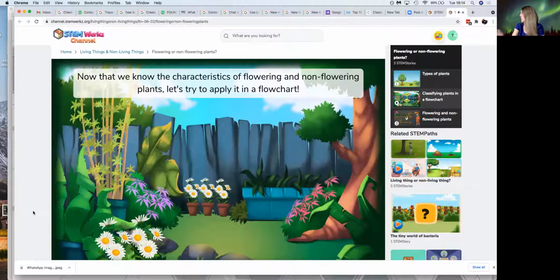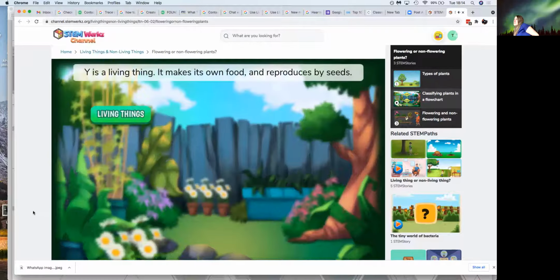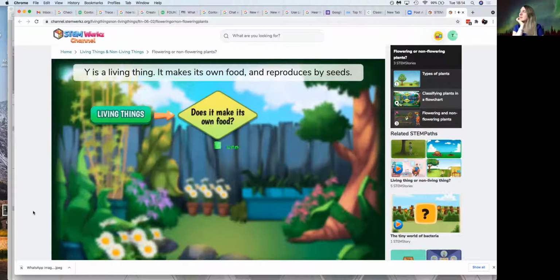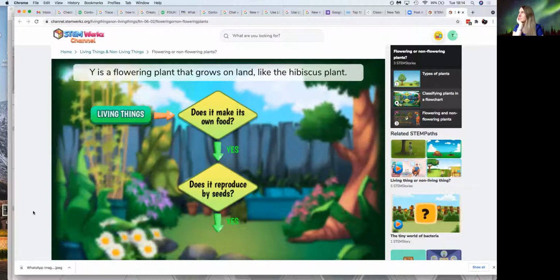Now that we know the characteristics of flowering and non-flowering plants, let's try to apply it in a flowchart. Y is a living thing. It makes its own food and reproduces by seeds. Y is a flowering plant that grows on land, like the hibiscus plant.